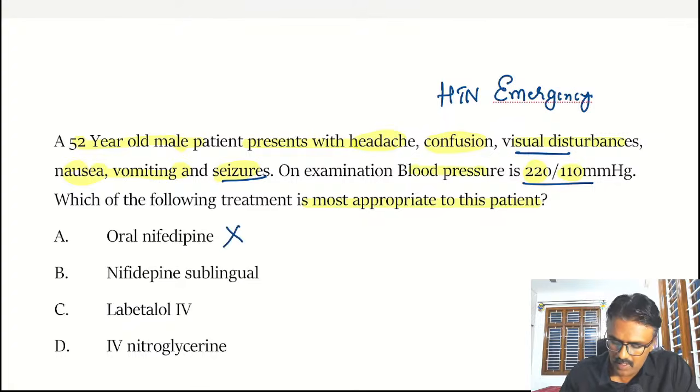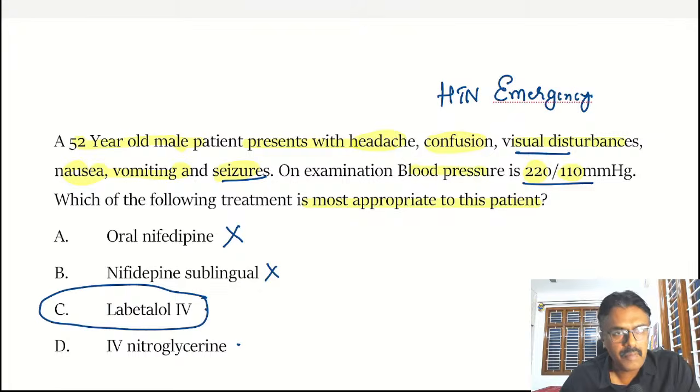Oral drugs will not work immediately. Sublingual nifedipine is not used nowadays because it was causing reflex tachycardia. So we have two choices, labetalol and IV nitroglycerin. The drug of choice for hypertensive emergency is IV labetalol, option C. I don't know why most of you are choosing sublingual nifedipine, that practice is not there. So we'll go for IV labetalol. Then control the seizures. So go for option C, labetalol.